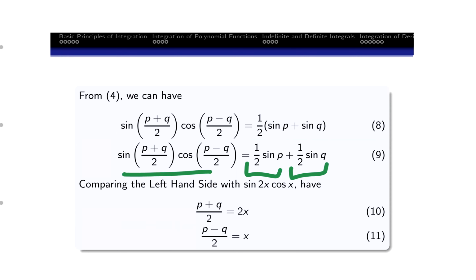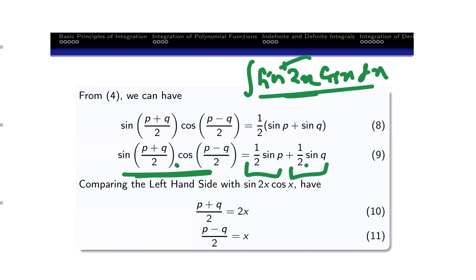Comparing the left-hand side with sine 2x cos x. Now, you remember what we wanted to do was to integrate sine 2x cos x dx. So now this looks exactly like sine something cos something. So if we compare this expression and this expression, it means that (p plus q) over 2 is 2x. And then cos (p minus q) over 2, so it means (p minus q) over 2 is the same thing as x. So we have (p minus q) over 2 equals x.